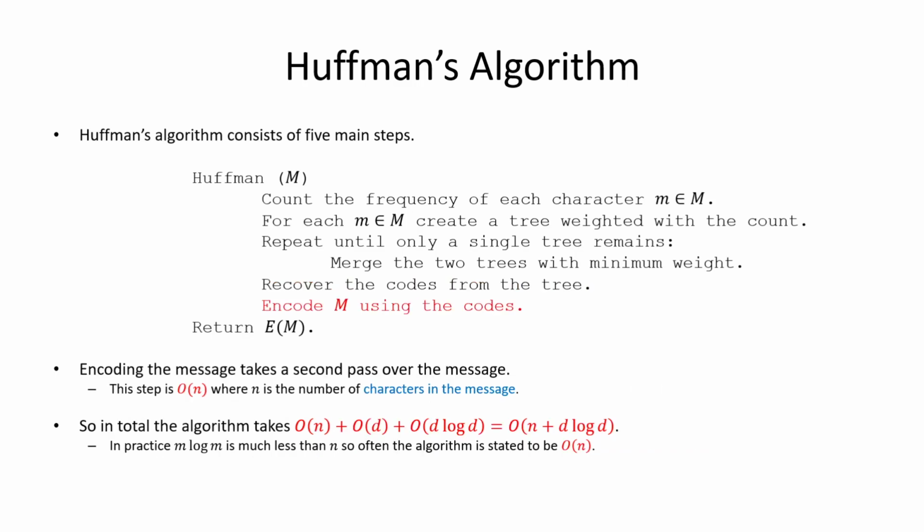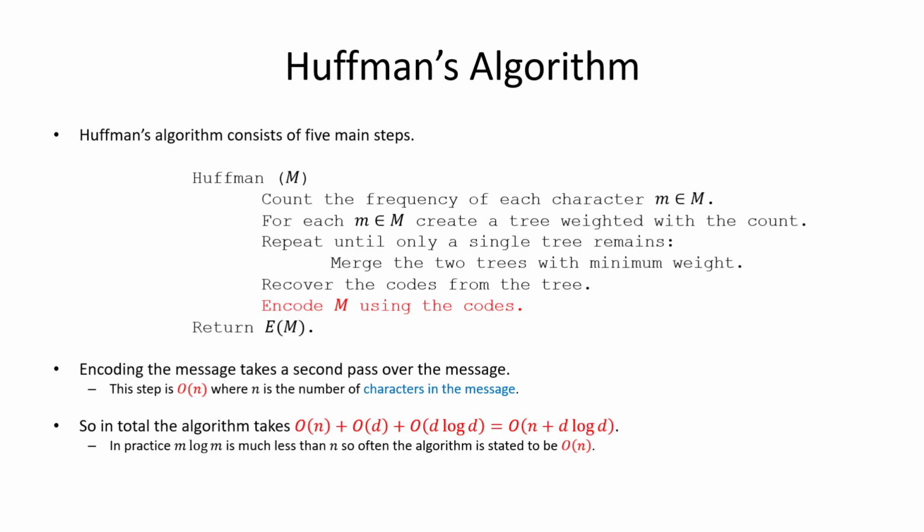Once we're done with step 4, we have all the codes, so now it just remains the cost of encoding the message, which means going through the message one character at a time, encoding it in binary. This is clearly going to take order n again, where n is the number of characters in the whole message, not the number of unique characters. So adding these together, we have a couple steps that are order n, a couple steps that were order D, and one step that was order D log D. Adding them all together, we get order of n plus D log D.